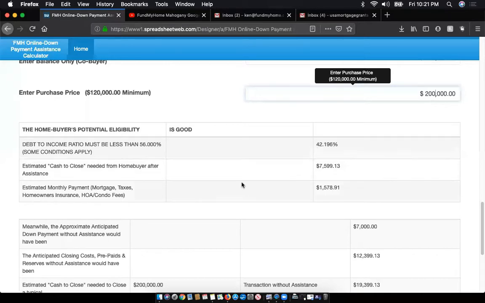Very good. And we are going to mimic the same result as far as the down payment that they would have received from USDA or VA.